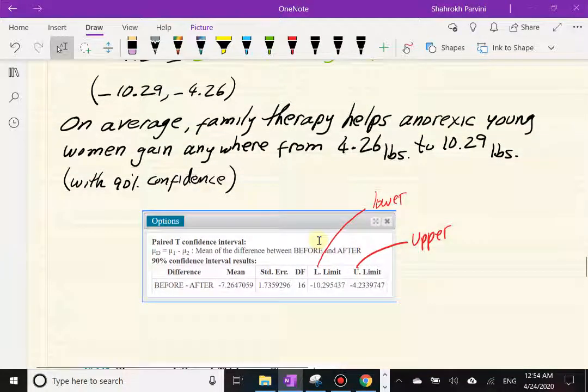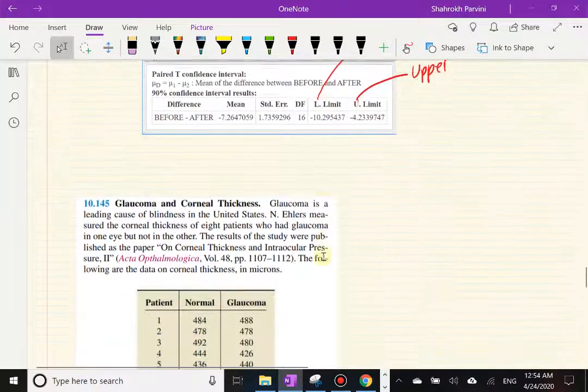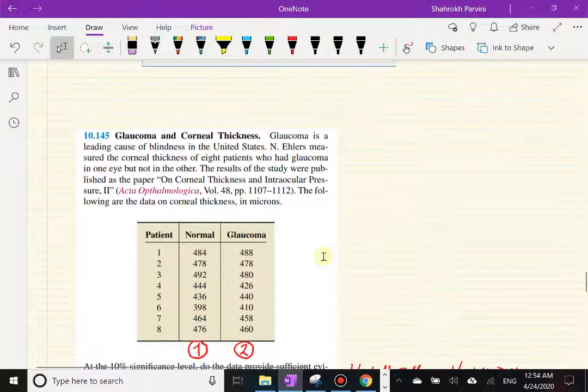Now, we're going to do one more exercise, and we're going to do this exercise entirely in StatCrunch, just to get more practice. And it won't take long once you go to StatCrunch, because we're going to skip over all the computational details. So in this next exercise, we're actually looking at something rather interesting. For this exercise, it reads, glaucoma is a leading cause of blindness in the United States. Then you have these researchers, Ehlers, who measured the corneal thickness of 8 patients who had glaucoma in one eye but not in the other eye.